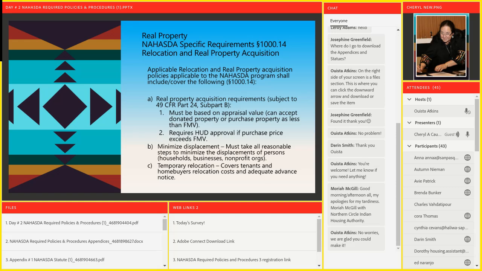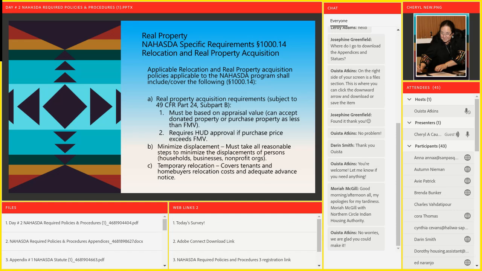Applicable relocation and real property acquisition policies applicable to NAHASDA should include and cover under 1014 real property acquisition requirements subject to 49 CFR Part 24 Subpart B. It must be based on an appraisal value. You can accept a donated property or purchase property as long as it's less than the fair market value. Okay, so there are some strict rules when it comes to procuring property. It requires HUD approval if the purchase price actually exceeds the fair market value.